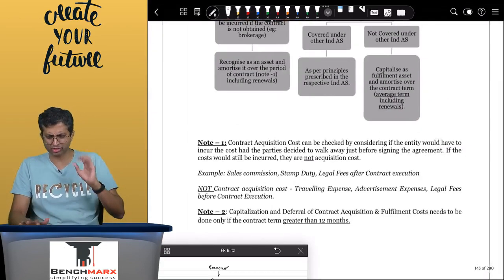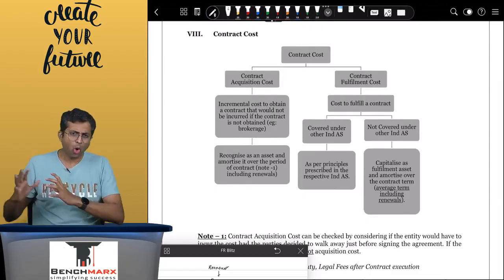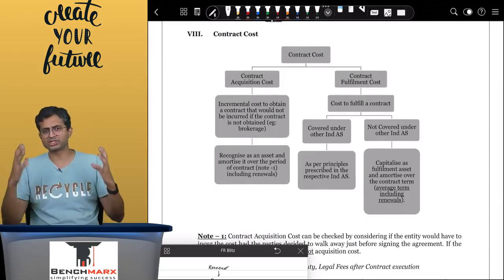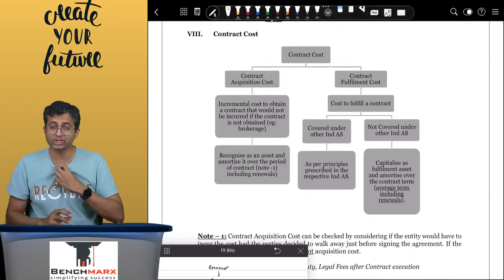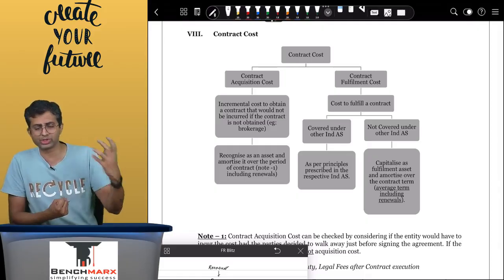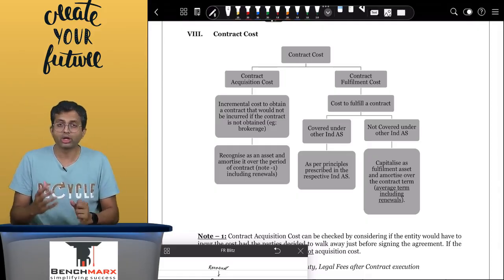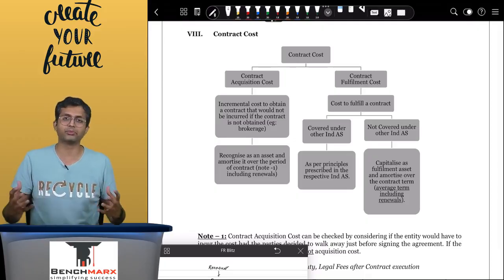We'll first finish contract cost and then go to contract modification. All throughout we have kind of focused our discussion solely around revenue. However, there can be certain costs which can be incurred either for obtaining the contract, called contract acquisition cost, or for fulfilling the contract, also called contract fulfillment cost.